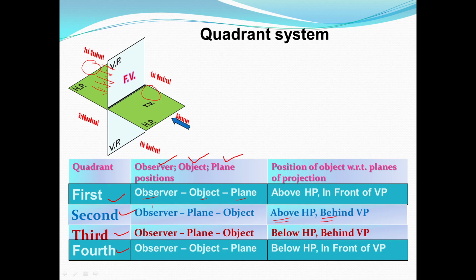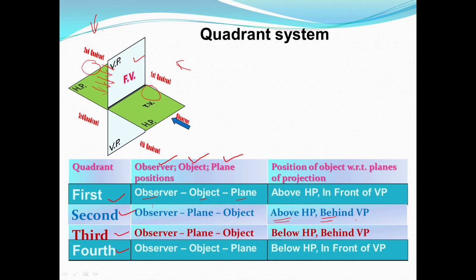So on the vertical plane, you are getting the projection of the object in the second quadrant for the front view. So for the top view, what happens? Again, observer, object and plane. For the front view, observer, plane and object.